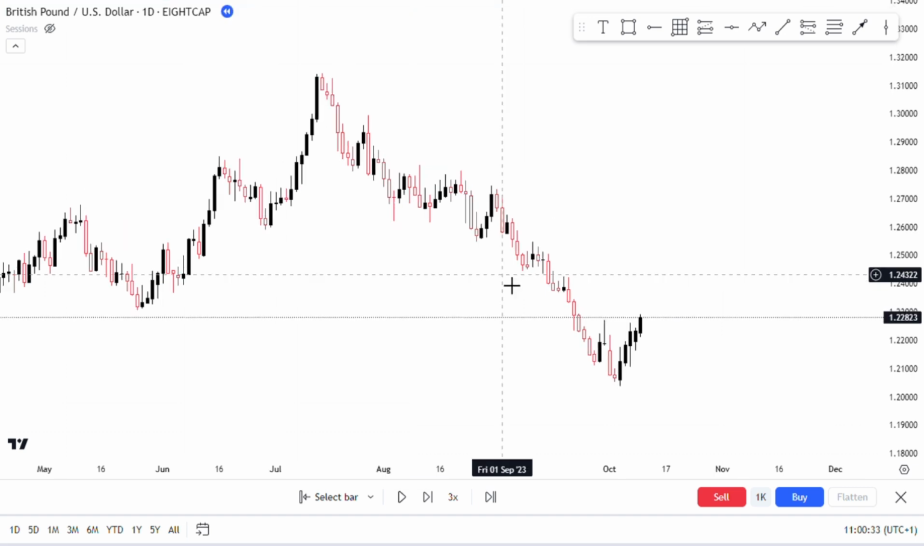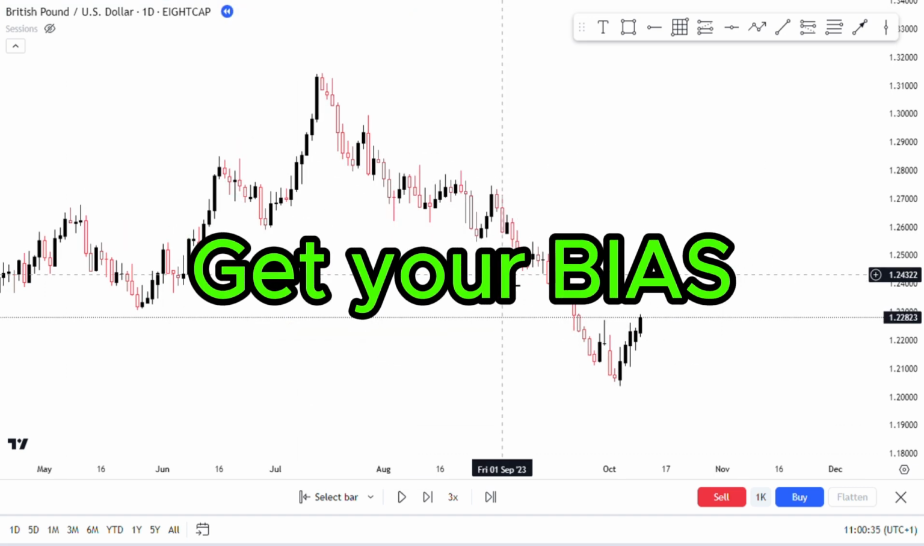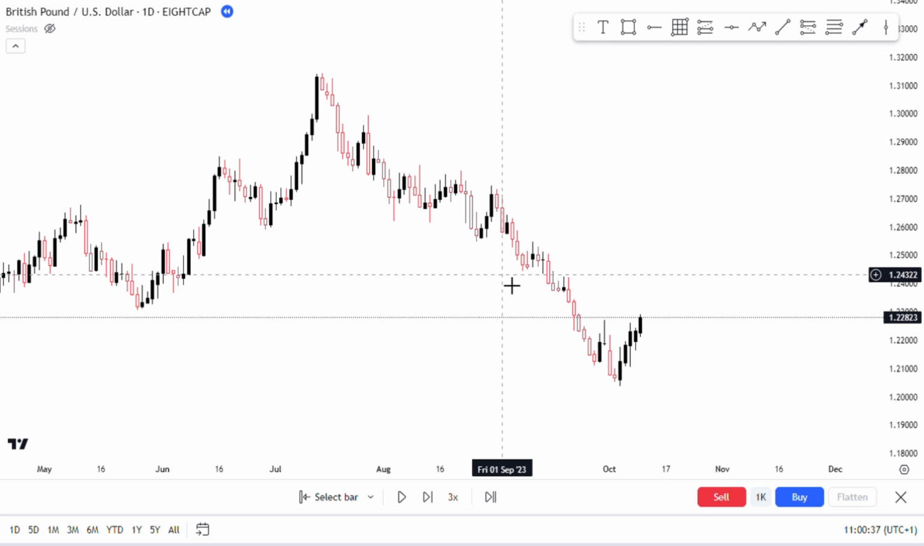The first thing to do is for you to get your bias from higher time frame. What do I mean by you getting your bias from higher time frame? Bias just means you getting the direction that price is going to. So with that perspective, you can trade in the direction of that bias.